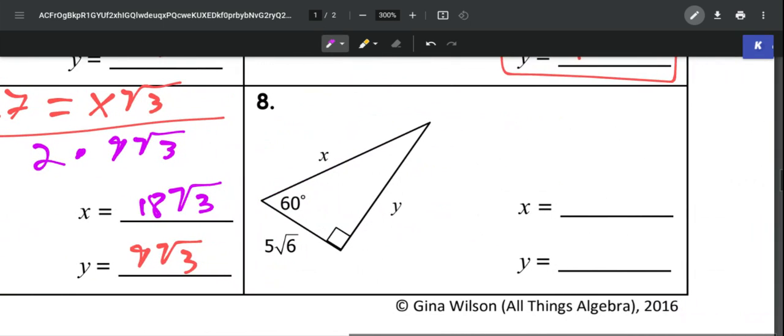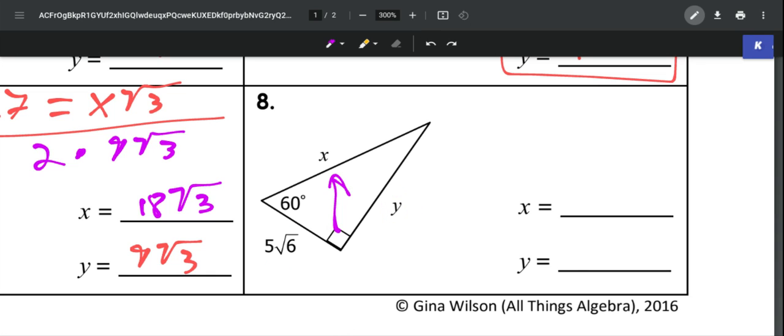All right, so then the last one, we've got 8. Number 8 leaves out our hypotenuse and our longer leg. If our hypotenuse was left out, identify your 90-degree angle, go across from it, that's our hypotenuse. So x is our hypotenuse. And then we're given a 60-degree angle here, so we know this is a 30, 60, 90 triangle. The leg that's adjacent to that 60-degree angle is going to be our shorter leg. So this 5 radical 6 is our shorter leg, so y is going to be our longer leg.